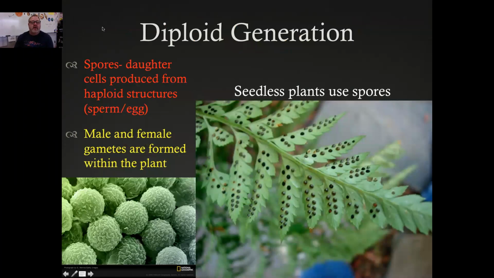Now, some of them are what we call the diploid generation. Those are ones that reproduce via spore. They produce spores, and this happens in seedless plants. Spores are daughter cells that are produced from haploid structures, so they have half of what they normally had. Sperm and egg unite, and then they can create a spore, and this happens in seedless plants. The male and female gametes are produced within the same plant.